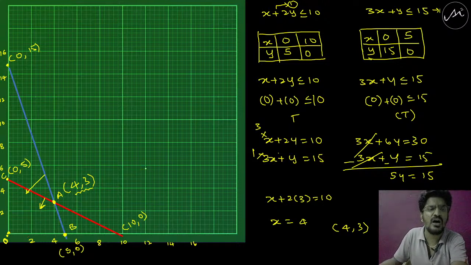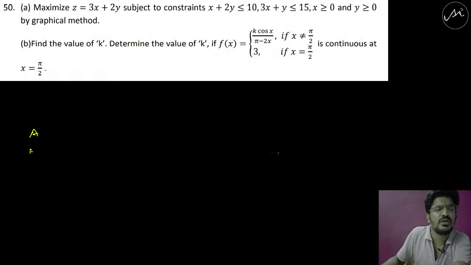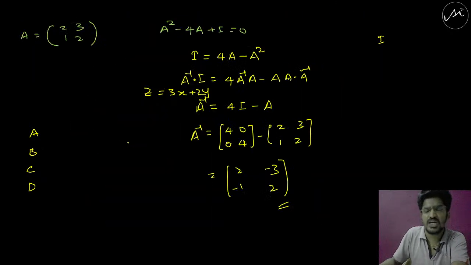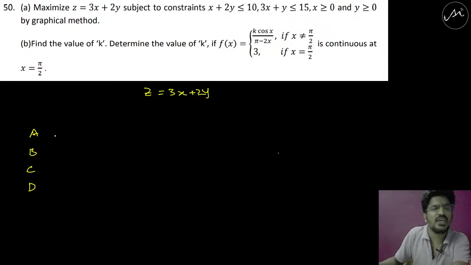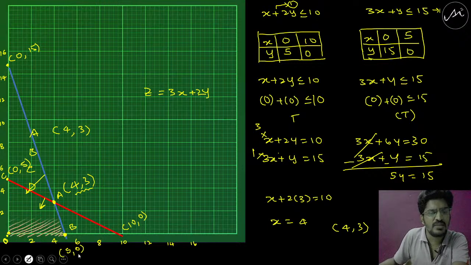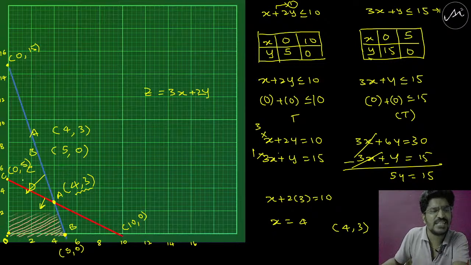Now you take your A point, B point, C point and D point and find maximum, minimum with your equation Z, 3x plus 2y. What is point A? Point A is 4,3. What is point B? Point B is 5,0. In the same way, what is point C? 0,5.